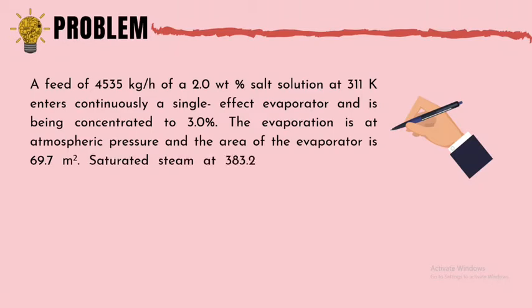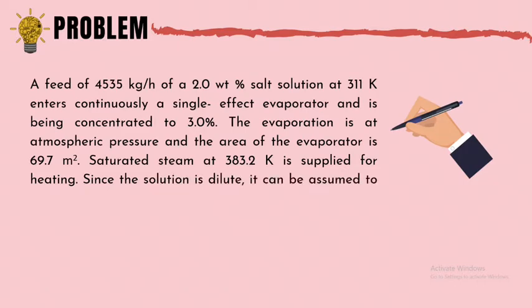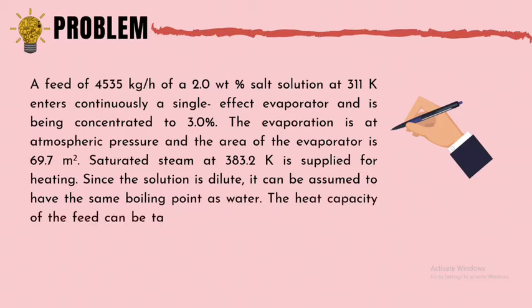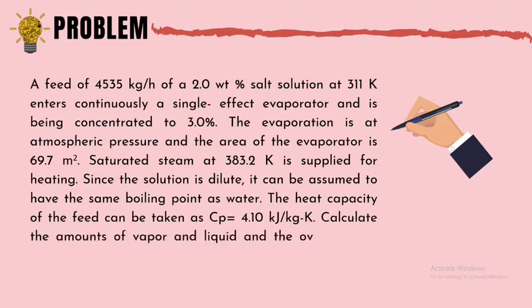The evaporation is at atmospheric pressure, and the area of the evaporator is 69.7 square meters. Saturated steam at 383.2 Kelvin is supplied for heating. Since the solution is dilute, it can be assumed to have the same boiling point as water. The heat capacity of the feed can be taken as Cp equals 4.10 kilojoules per kilogram Kelvin. Calculate the amounts of vapor and liquid and the overall heat transfer coefficient U.